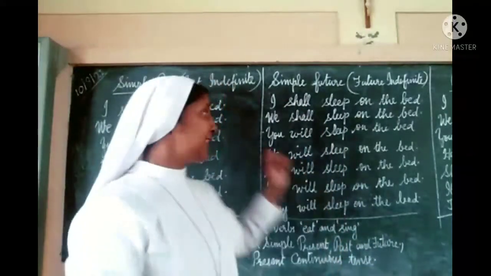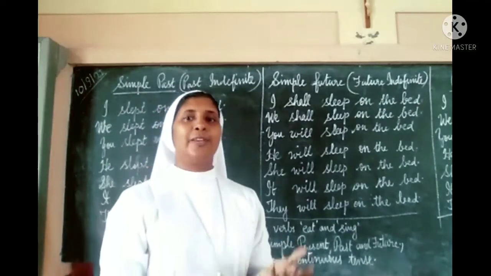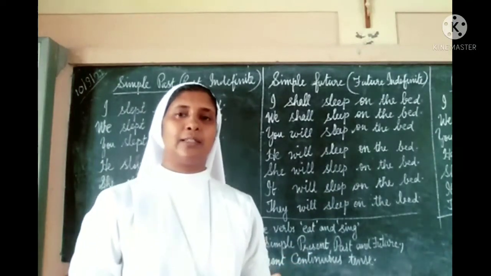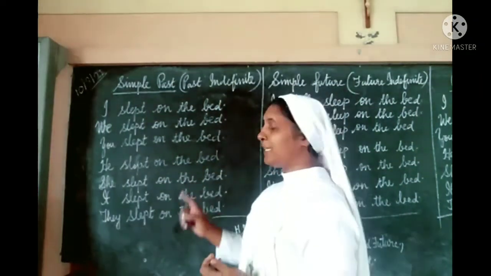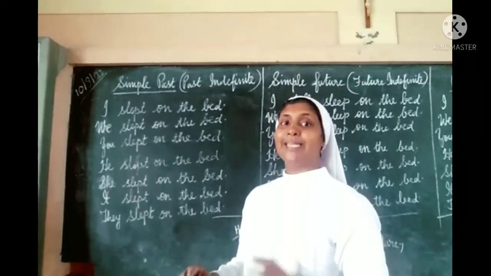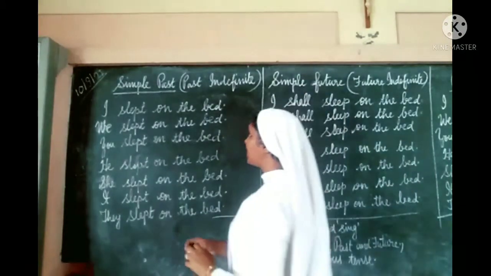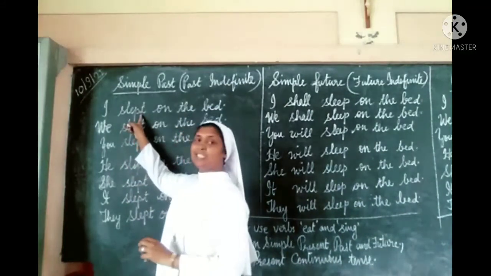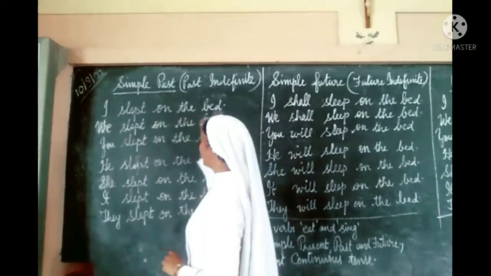So here I have written the example using the same verb. We had used the verb sleep in the present tense. I sleep on the bed. He, she, it sleeps on the bed in the simple present tense. But in the simple past, we write the past tense of the verb sleep, that is slept. So I slept on the bed.